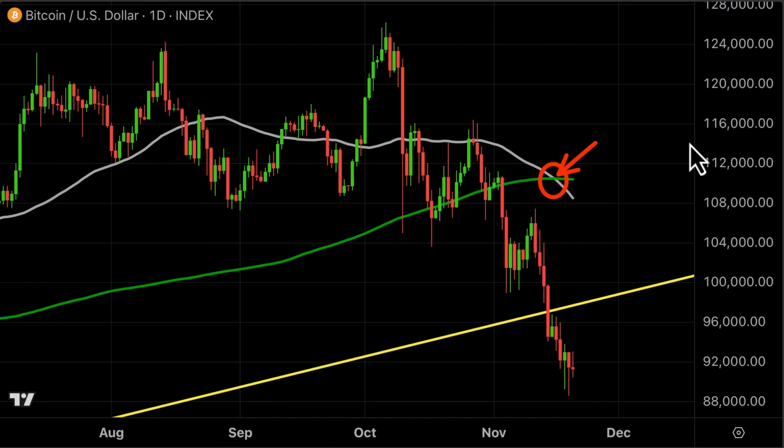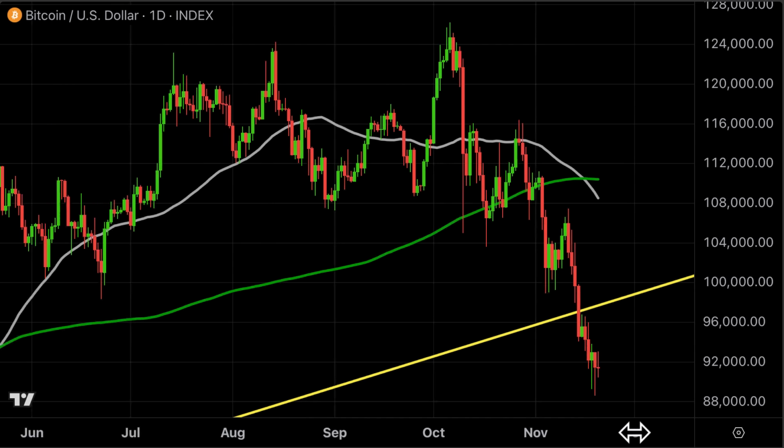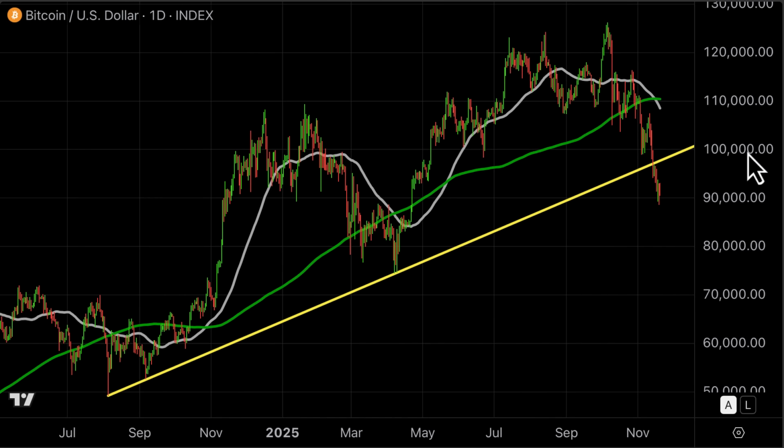Is this a sign that Bitcoin is moving into a bear market or downtrend? Or are there some better ways to look at this chart picture and examine what is happening here on Bitcoin? So I'm going to dig into this chart.